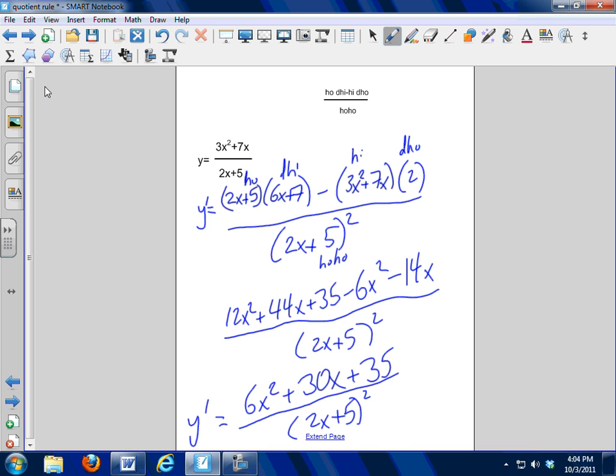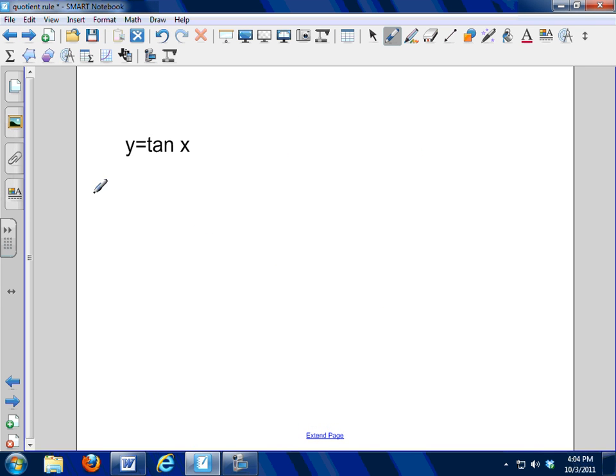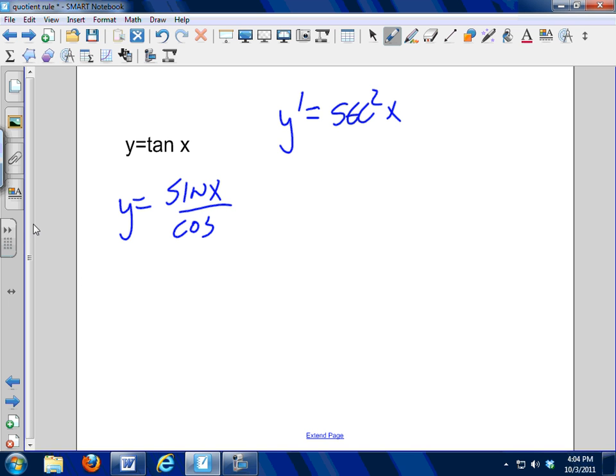Ho d high minus high d ho over ho ho, that's the thing we want to get in line with. All right, so what's the derivative of tangent? Hopefully by now you remember that the derivative of tangent is secant squared of x. The other thing that we know is that tangent is equal to sine divided by cosine. So we're going to go about this the long way with our derivative.